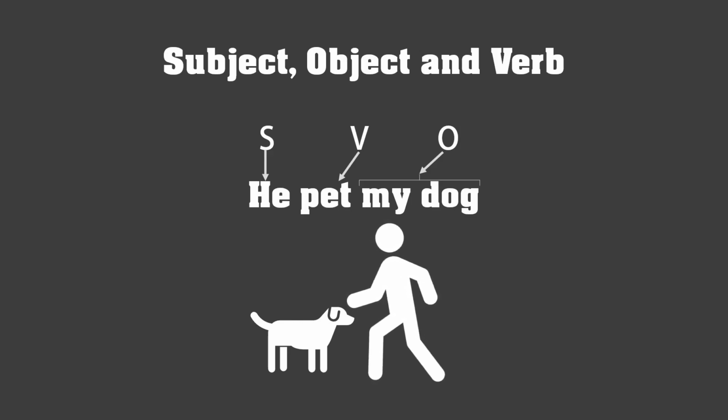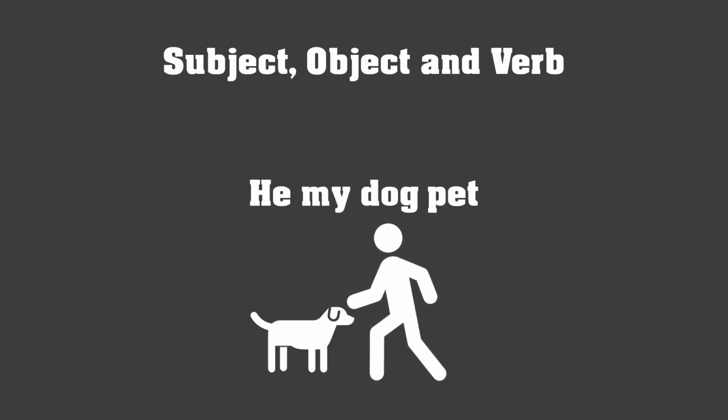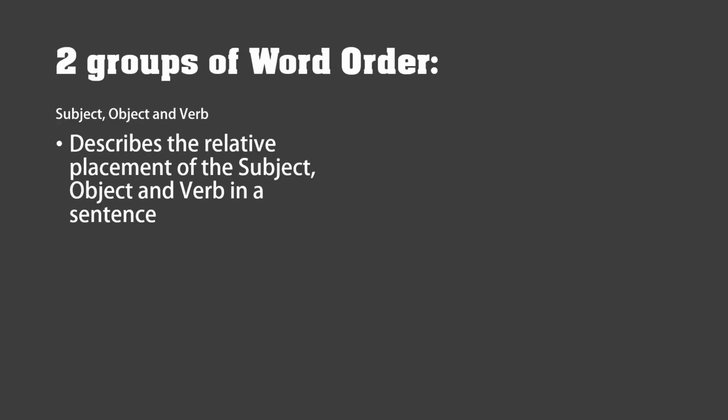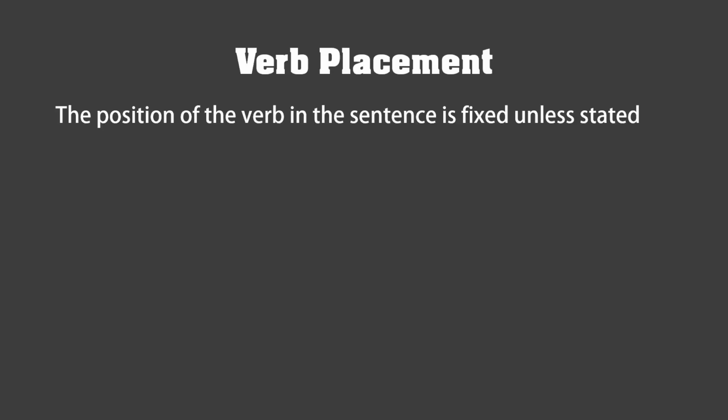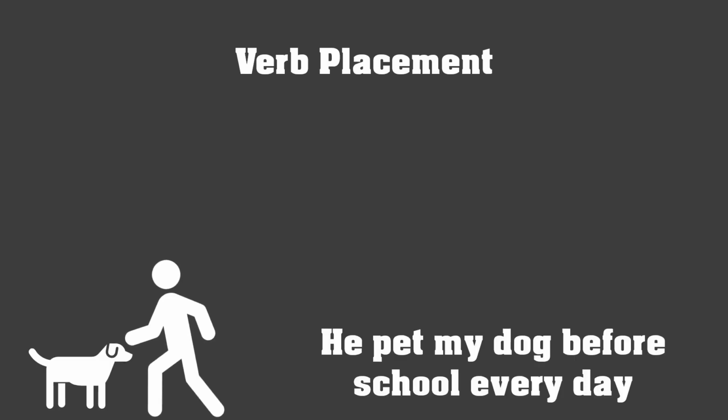But you can also change this around. So for example, some languages have this word order: subject, object, verb, or SOV word order. This is the most common one on earth. The other type is verb placement, and it describes the location of a verb in the sentence. The position of the verb in the sentence is fixed, and subjects and objects can pretty much go anywhere. I've had to lengthen the sentence slightly just to demonstrate my point a bit more. But let's look at this sentence. He pet my dog before school every day.